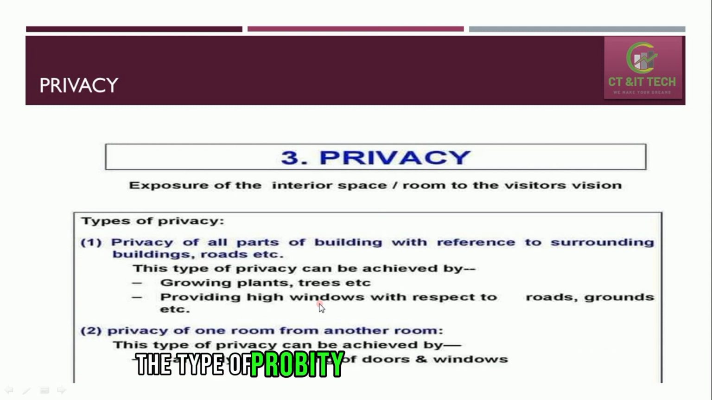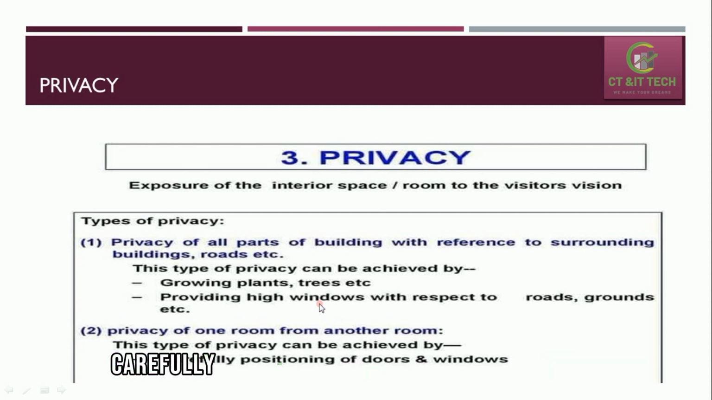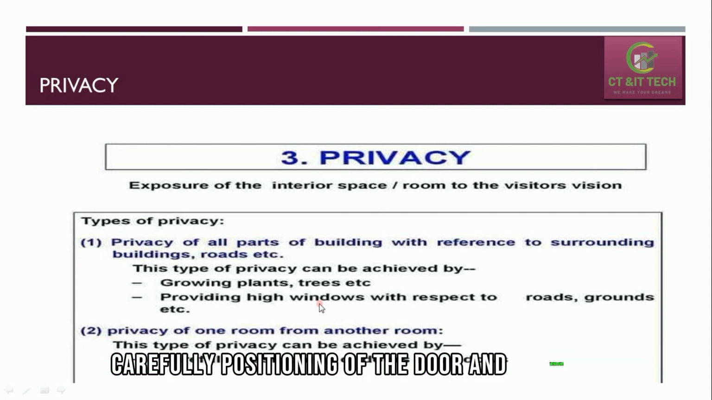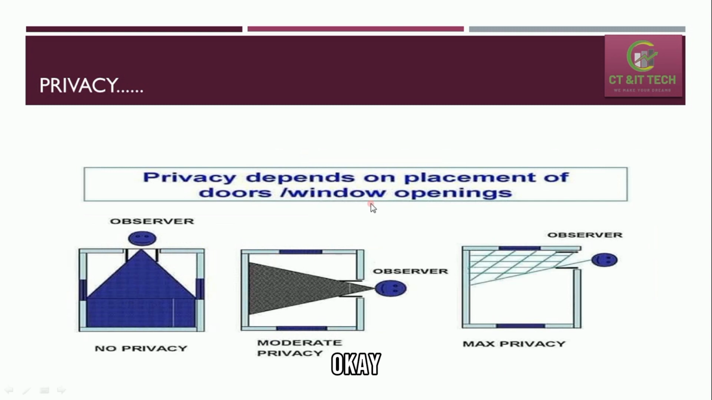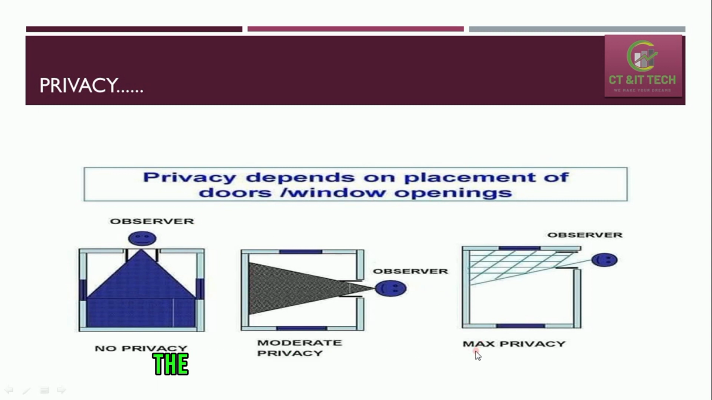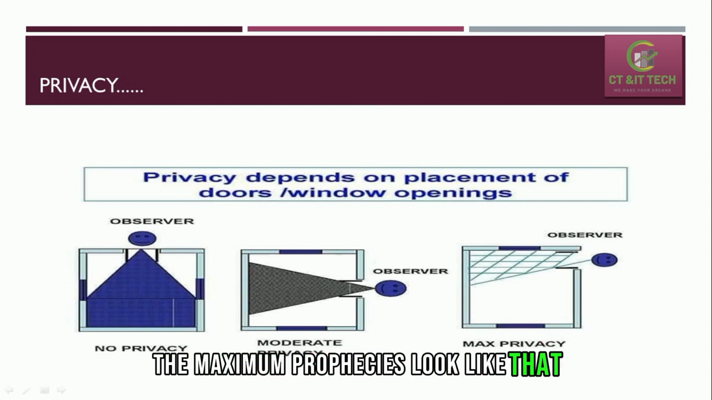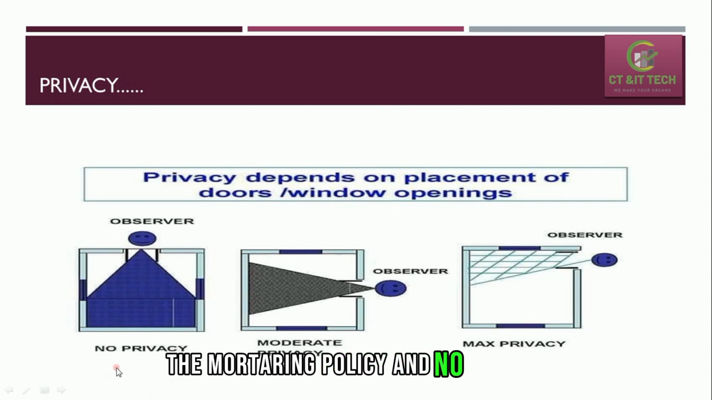This type of privacy can be achieved by carefully positioning the doors and windows. Those are the two types of privacy in a building. Now you can see the privacy picture. The privacy depends on the placement of doors and windows and openings. Here is maximum privacy, moderate privacy and no privacy.